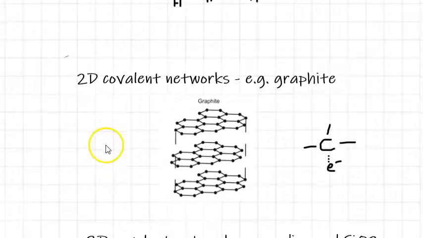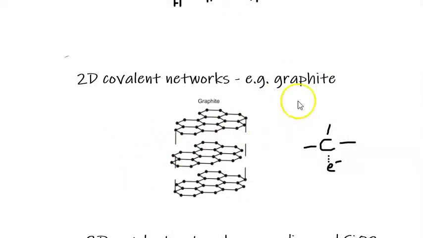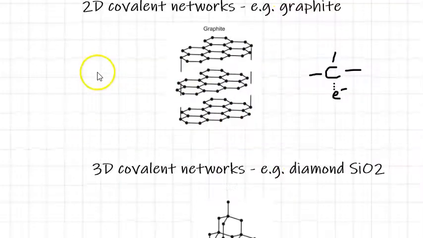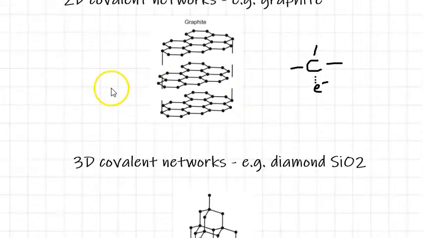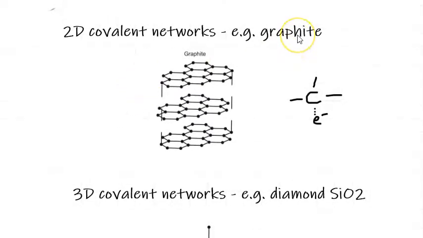So we've got 2D covalent networks, which are graphite. Graphite is the only one that's ever come up, and 3D covalent networks, which will be either diamond or silicon dioxide, and we will need to learn how to explain the properties of these two types of substances. So in the next videos, we'll go over graphite in one video, and then diamond and silicon dioxide in the next video.